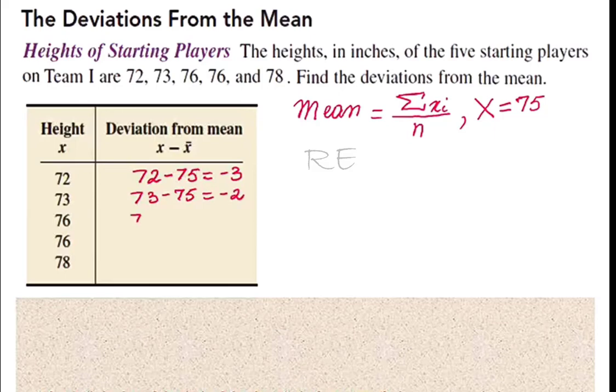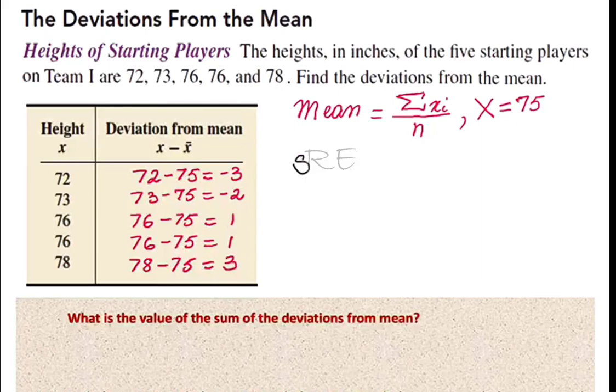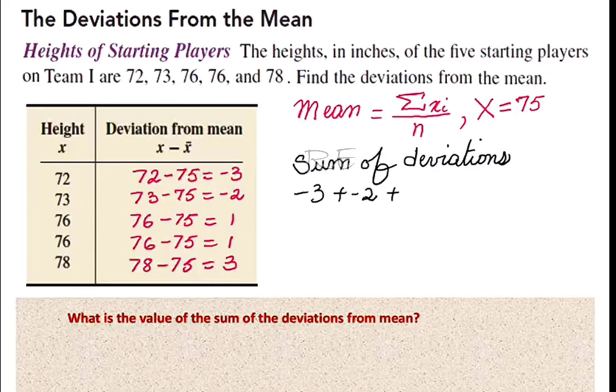73 minus 75 is negative 2. 76 minus 75 is positive 1. We're going to get positive 1 again, and 78 minus 75 is equal to positive 3. Well, what is the value of their sum? The value of their sum should be 0. So negative 3 plus negative 2 plus 1 plus 1 plus 3 is equal to 0.